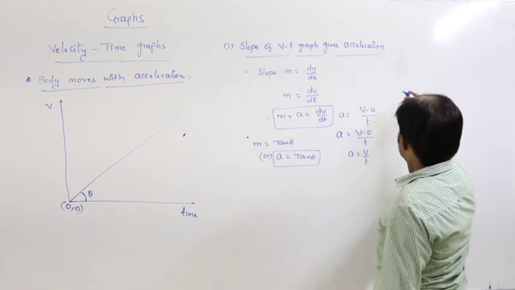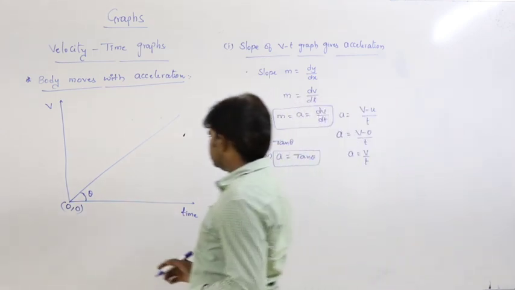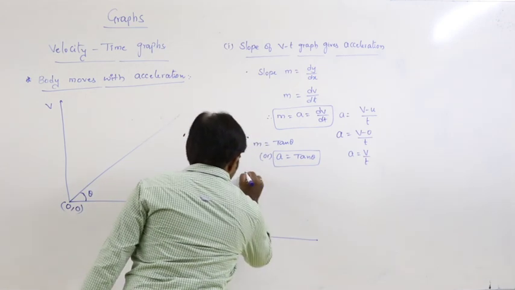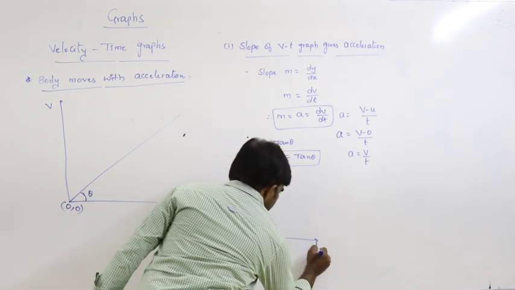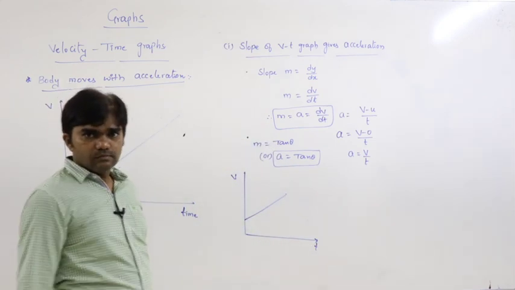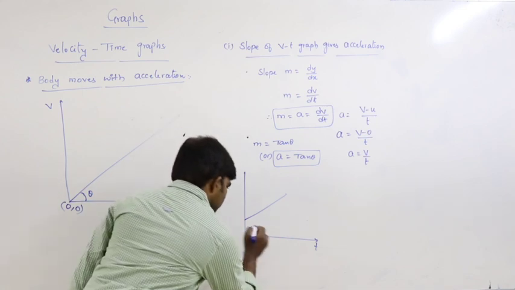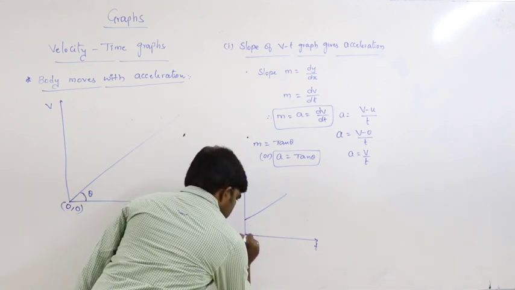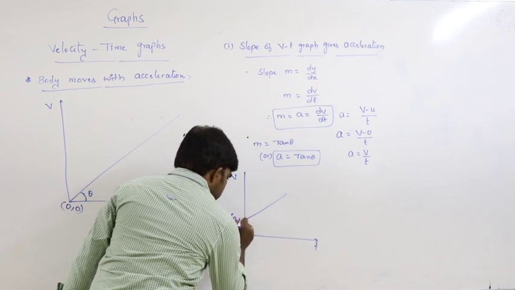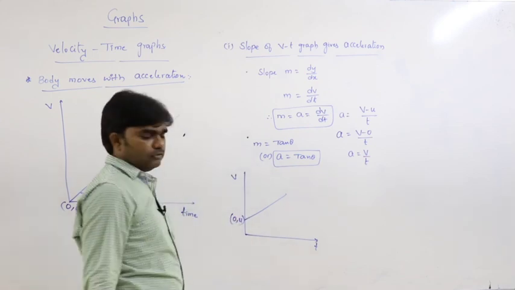Or the same graph, for example, this is velocity time. If the graph is like this, that means here x component is 0, but y component is, let us say, 0 comma u, for example.